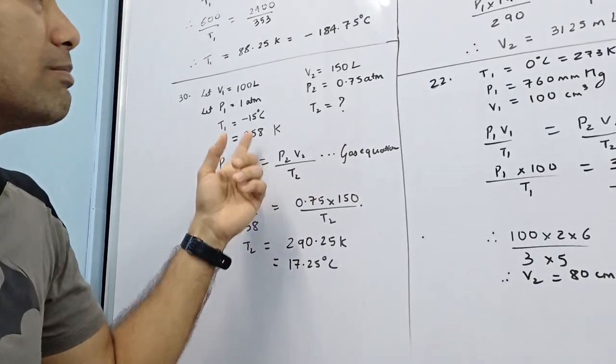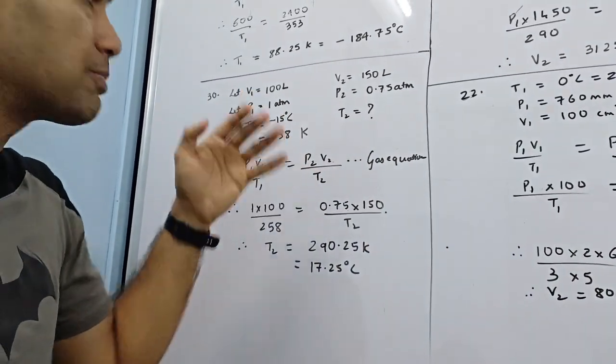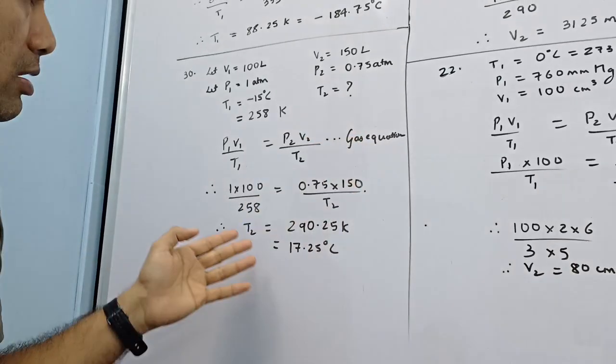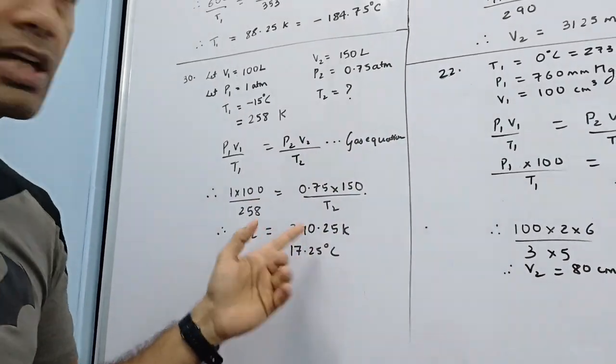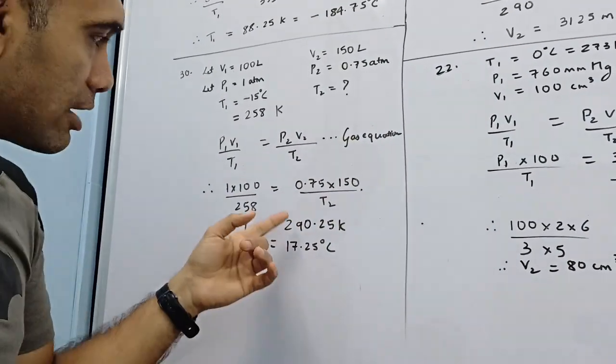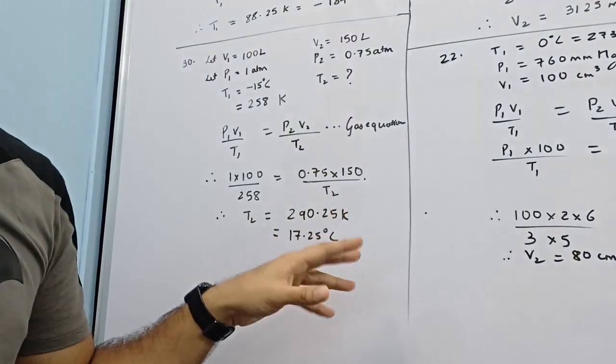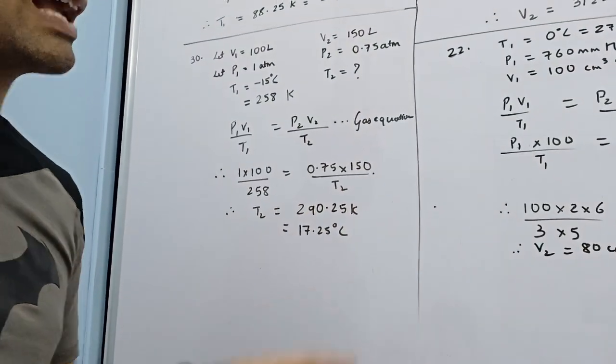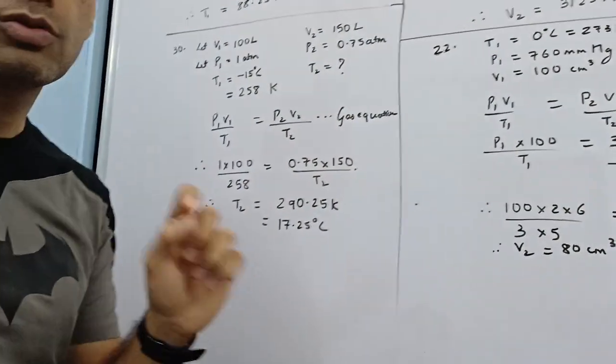Temperature is given, initial temperature, final temperature is asked. Convert it to Kelvin, substitute in the gas equation, get the answer in Kelvin. That calculation is tough, there I cannot help. And reconvert it to degrees Celsius by subtracting 273. Don't use a calculator the way I have used a calculator, you do it yourself.